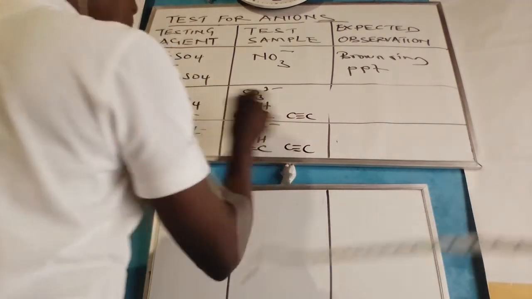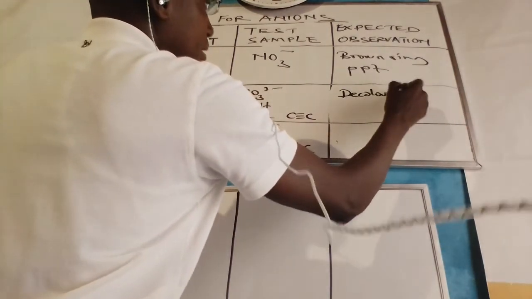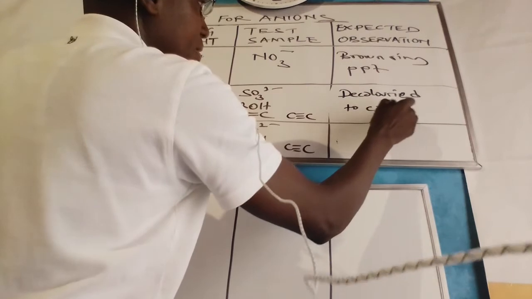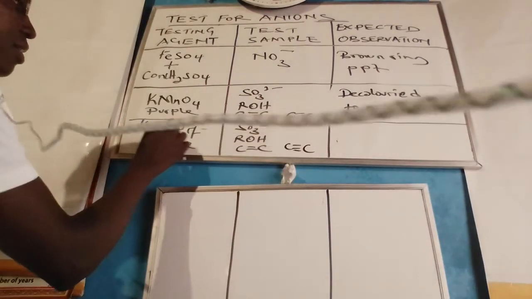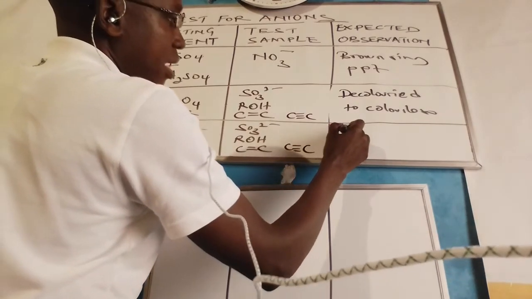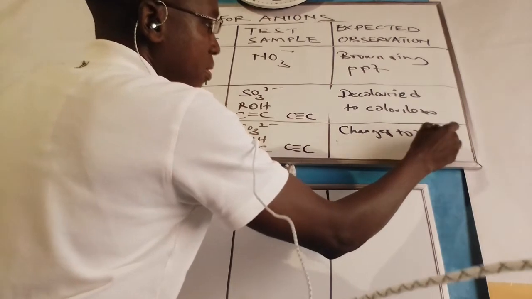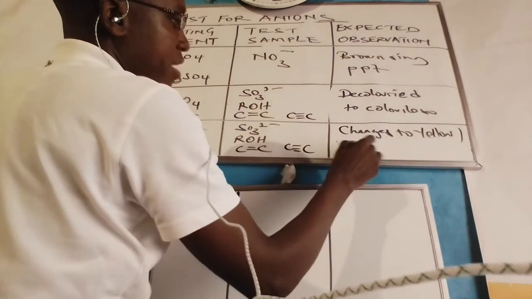So the purple potassium manganate 7 is decolorized to colorless, while potassium dichromate is changed from orange to yellow. So it changes to yellow or sometimes to green depending on the concentration of the solution applied.